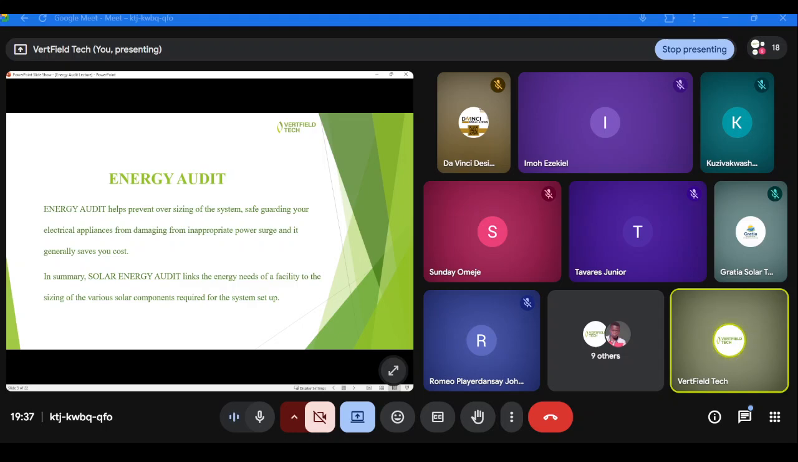So it simply means that what energy audit will do for you here right now is that if you carry out a proper system design on any facility, the amount of money you will be using to run that project would not be so much, and you will not incur so much cost or even waste money on the project. That is what it simply means. That is what we are talking about here right now.